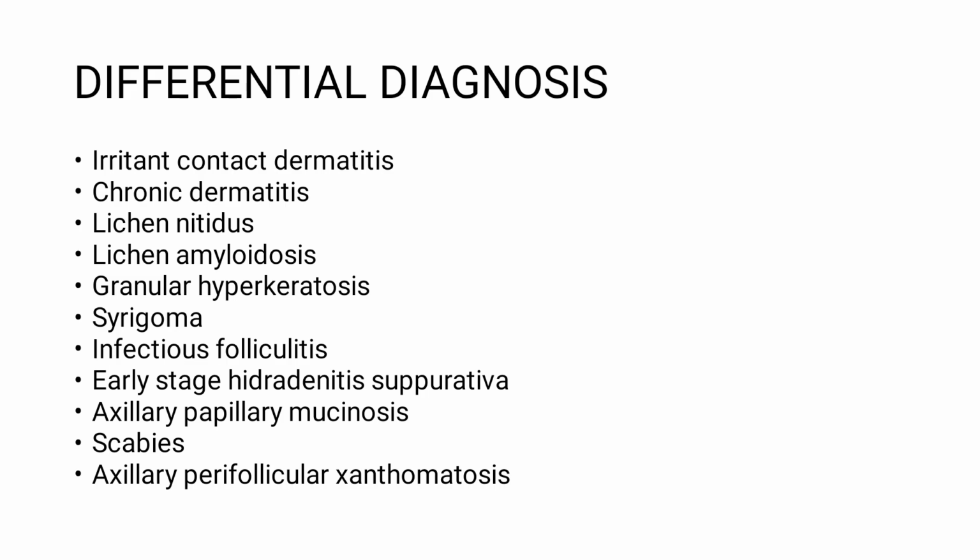Lichen nodulus, we can differentiate from Fox-Fordyce disease; it's most commonly seen in children and young adults in the genital region. Lichen amyloidosis we can also differentiate, as it's most commonly seen on the shin of the tibia. And granular hyperkeratosis and syringomas are most commonly seen around the eyelids. And infectious folliculitis most commonly presents with pustules over the follicular region.